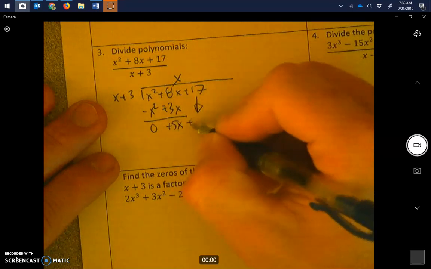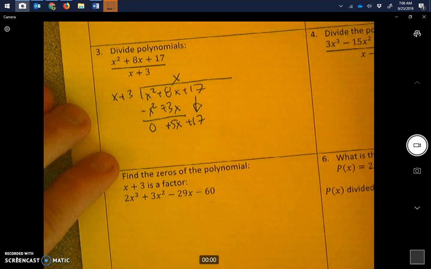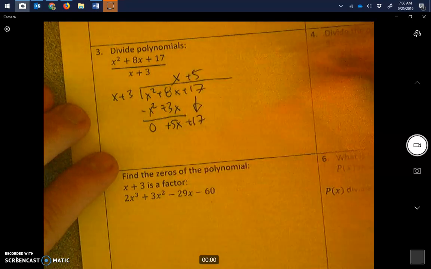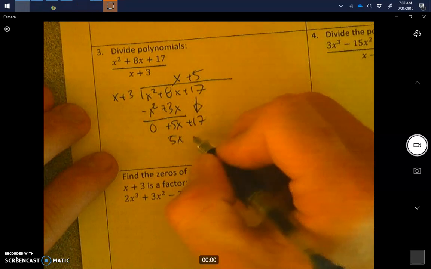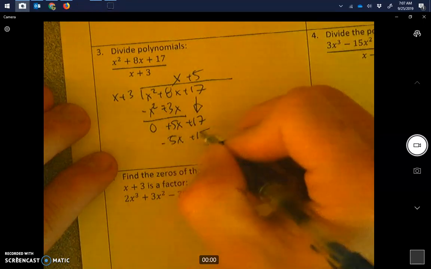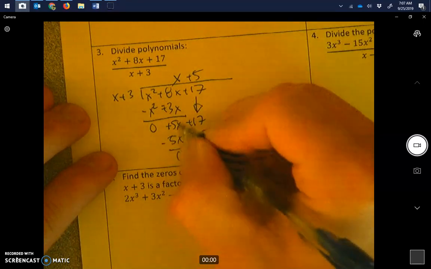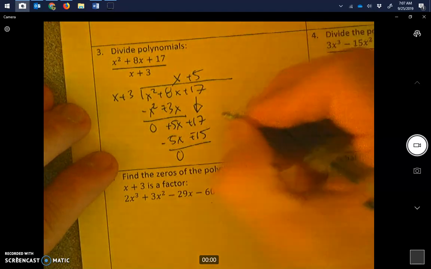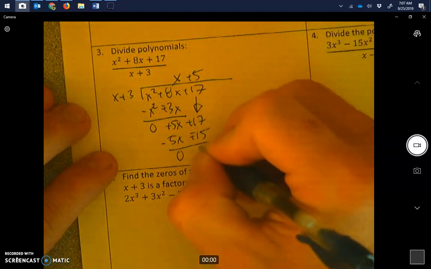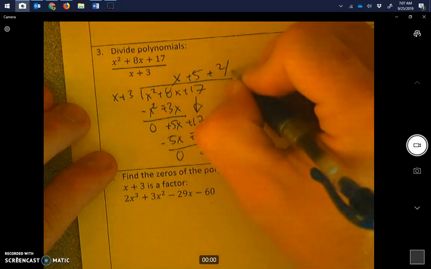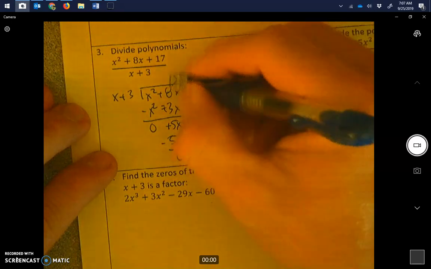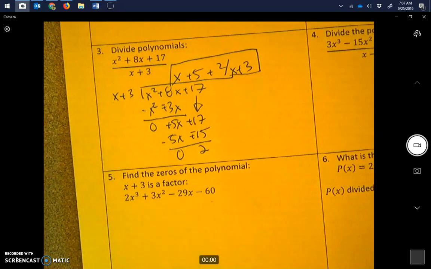Bring our 17 down. What times x is 5x? That is 5. 5 times x is 5x. 5 times 3 is 15. We're subtracting. This is 0. Once again, if you don't get a 0, something's wrong. 17 minus 15 is 2. So we have x plus 5 with a remainder of 2 over x plus 3. That's our answer right there.